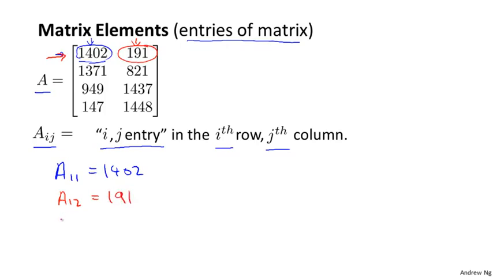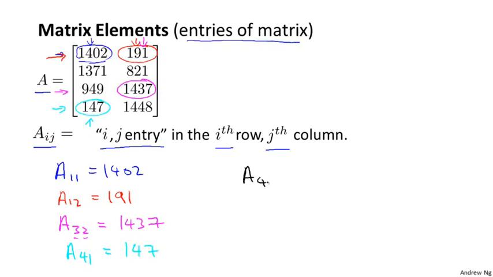Just a couple more quick examples. Let's say A32 refers to the entry in the third row and the second column, right? Because that's 3, 2. So that's equal to 1437. And finally, A41 refers to this one, right? Fourth row, first column, which is equal to 147.